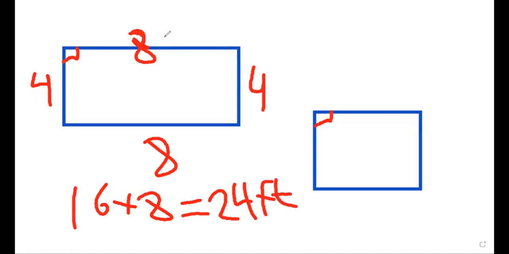To get the area, you're going to do length. Length is how long something is. Width is how wide it is. So you're doing length times width, which would be 8 times 4, which would be 32.